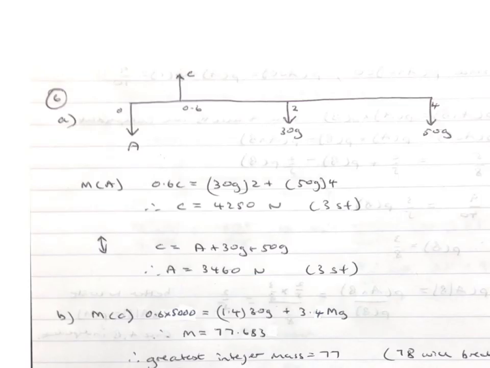Now for question 6, remember to draw a nice large clear diagram. Here it is. We've got force down here, we've got force up here. I've given the distances from the left hand end. If I take moments about A, then 0.6 times C, that's an anti-clockwise moment, and that equals these two moments which are clockwise. So it's 30g times 2, 50g times 4, so C works out to be 4250. I've put in there what I'm doing, I've taken moments about A.